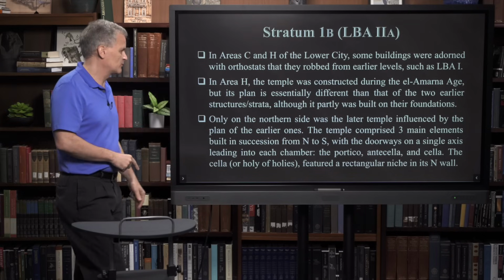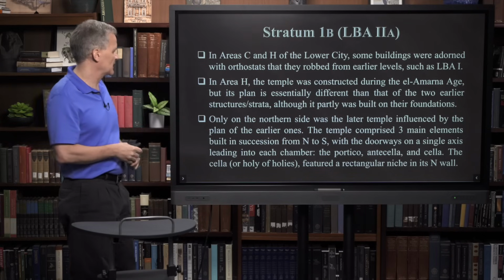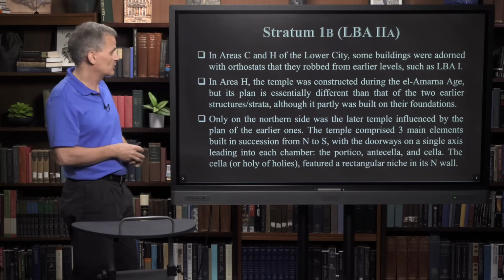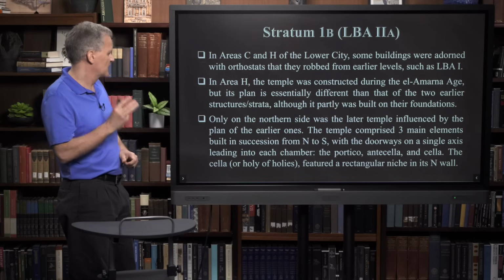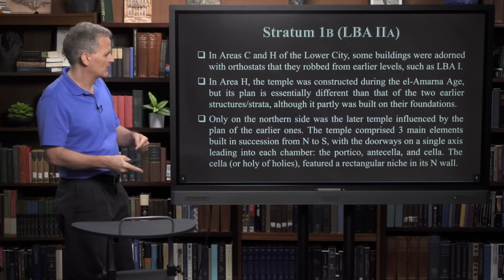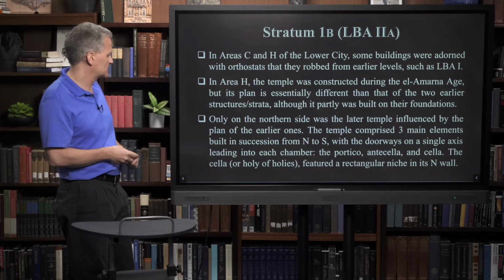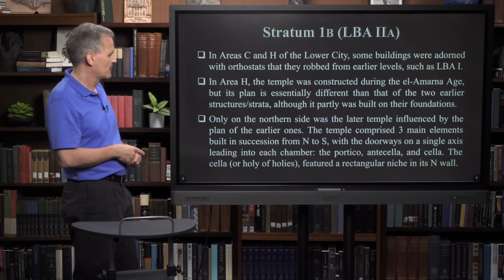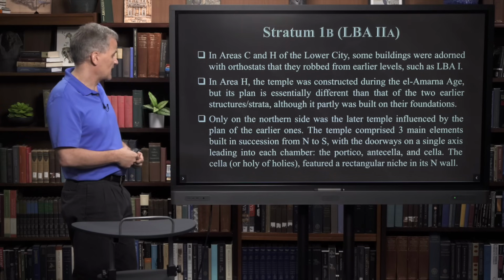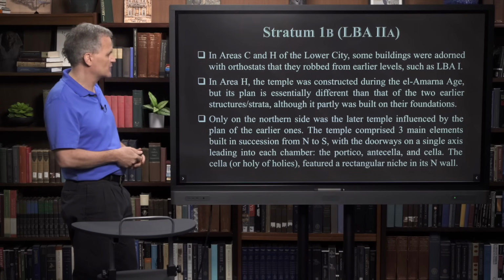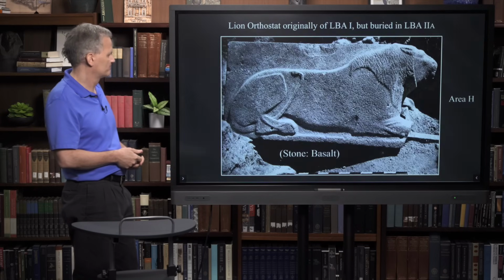Only on the northern side was the later temple influenced by the plan of the earlier ones. The temple comprised three main elements built in succession from north to south, with the doorways on a single axis leading into each chamber: the portico, antecella, and cella. The cella, or Holy of Holies, featured a rectangular niche in its northern wall.